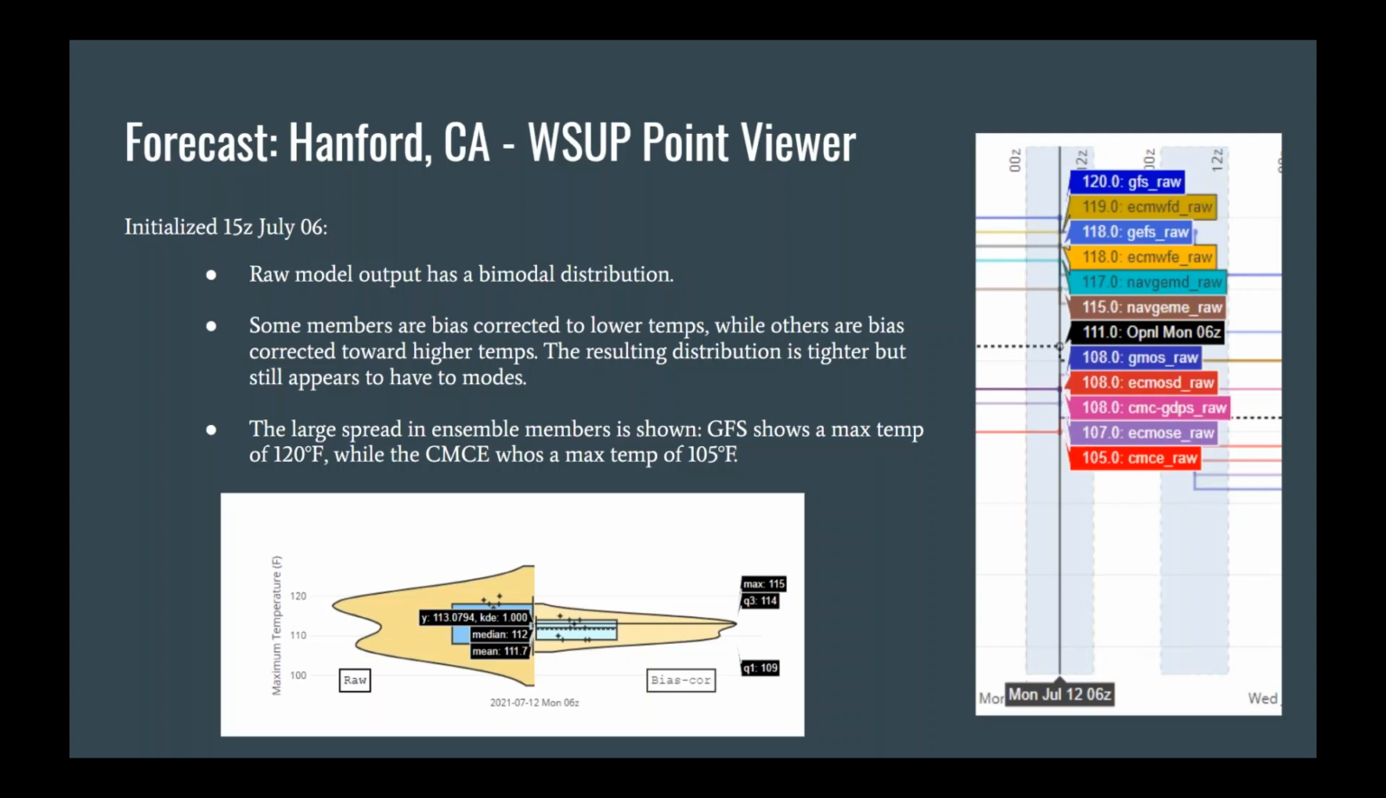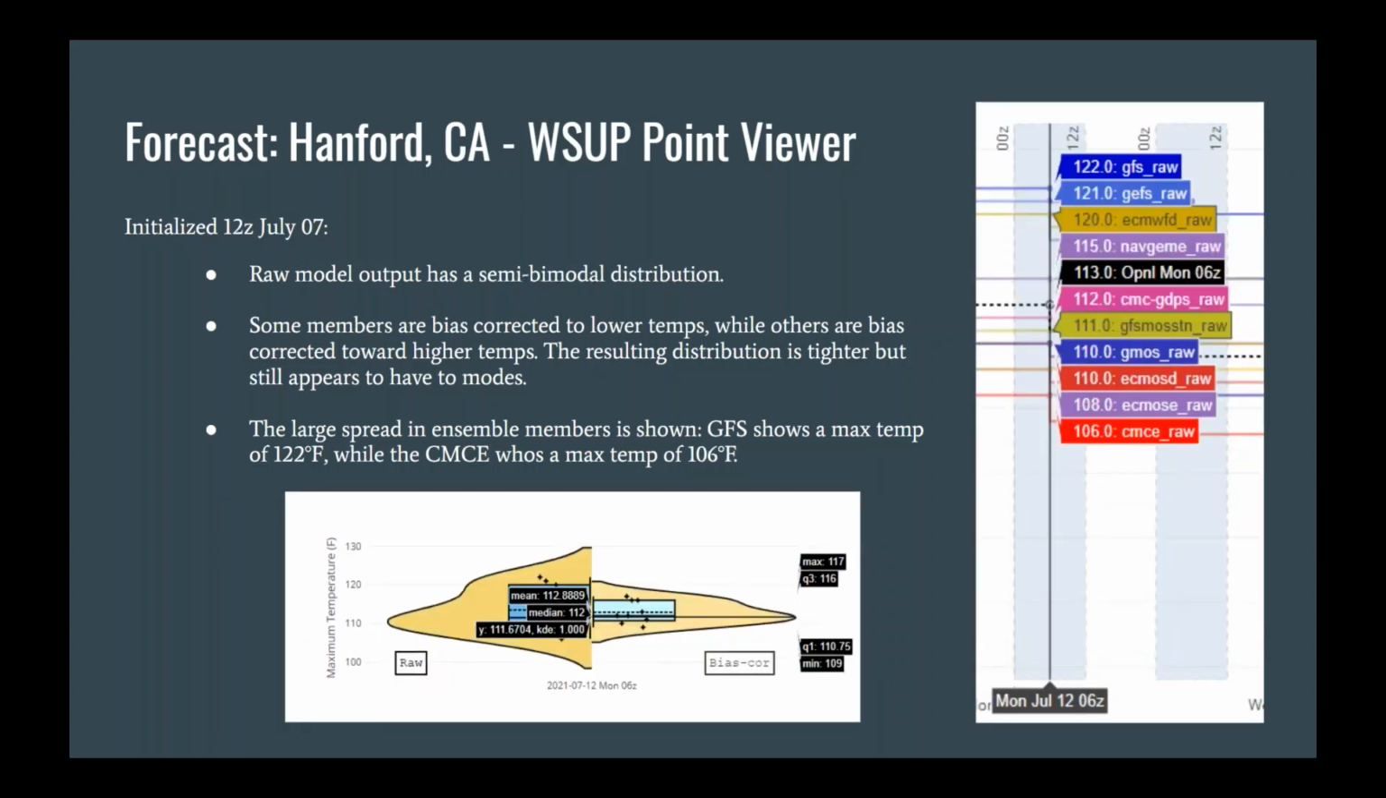You can see that there's a large spread in the model data, from 120 in the GFS to 105 in the Canadian. So there is quite a bit of spread. So once again, this is for yesterday. We can see the change for today if we go to the next slide.